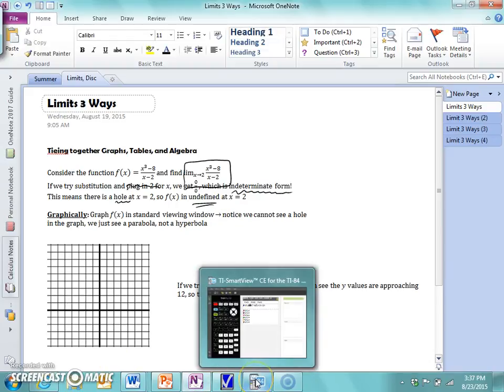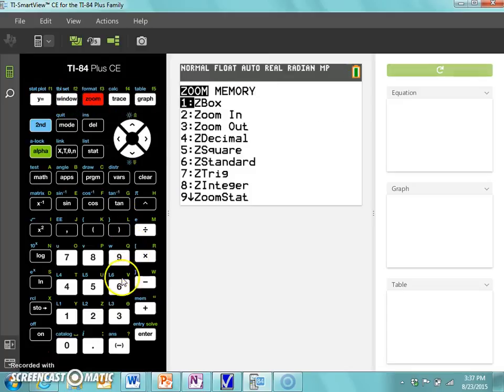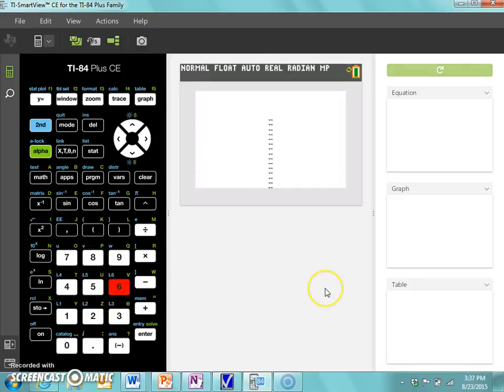So go on your graphing calculator, go to y equals, and type in your function x cubed minus 8 divided by x minus 2. For now, I'm going to do zoom standard, just to see what's going on here. And notice that our graph does not look rational at all. It looks like a parabola. That's because later on you'll see that the denominator cancels out and it doesn't end up looking like a rational function anymore. Now, I want to know what's happening when x is 2.